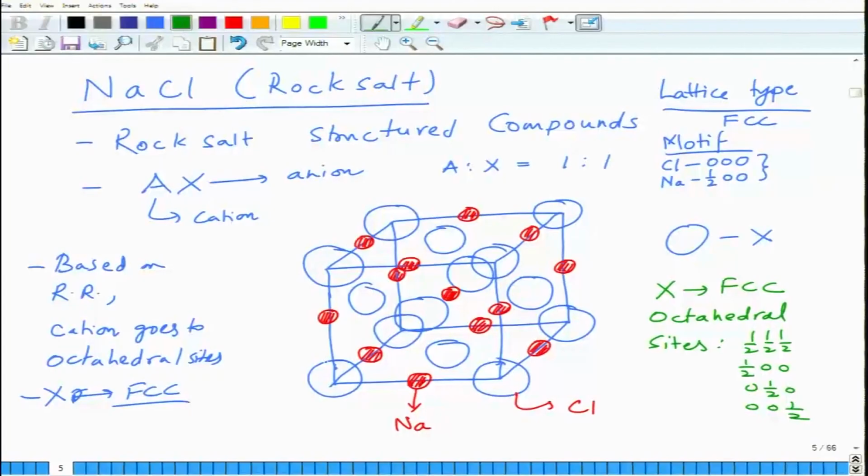So, if I look at this for instance, you have one neighbor on the right, one in this direction, one in that direction, one in this direction, one in this direction, one below. So, basically you are going to have one here and one there. So, chlorine is also surrounded by 6 atoms.